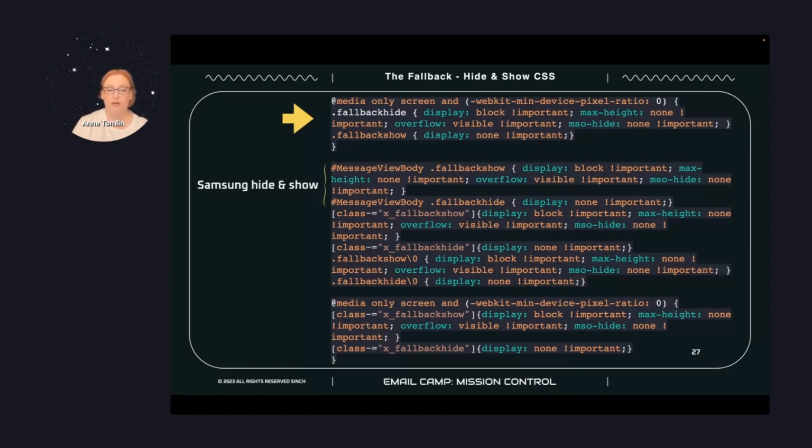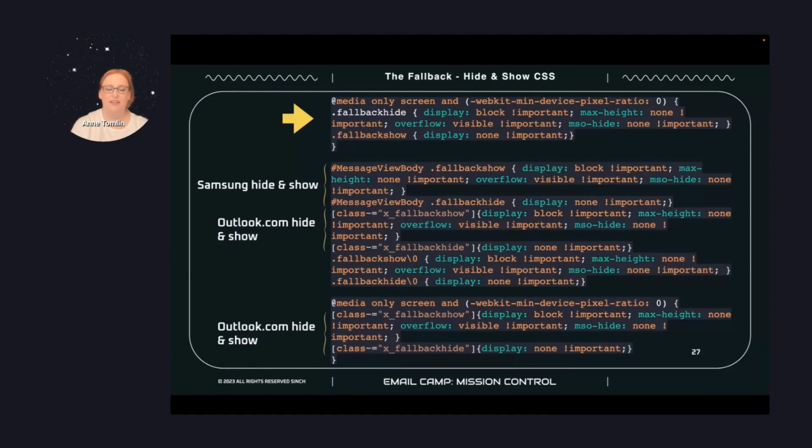The first one, message view body, is how you target the native Samsung Mail app. Samsung wraps your email in a div with the ID message view body, providing a nice way for us to be able to target it specifically. Samsung doesn't show our hotspots code correctly, so we want to hide the interactive container, meaning fallback hide, with display none, and show the fallback container, meaning fallback show. It's not absolutely necessary to serve fallback show, the display block, overflow visible, and so on, since the fallback container is visible by default, but it doesn't hurt.